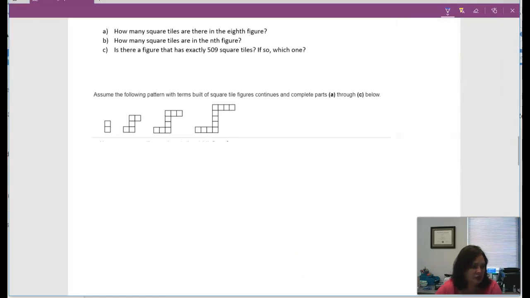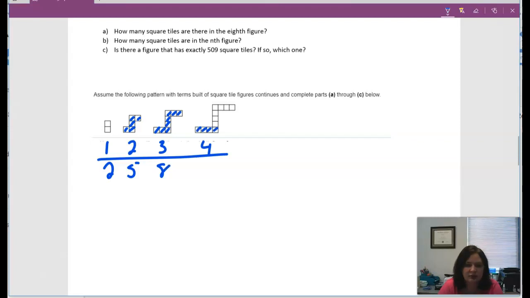And when we look at this question, we need to figure out possibly a pattern. So we have the first term, the second term, third term, and the fourth term. So these are our terms. We have 2 boxes. We have 1, 2, 3, 4, 5 boxes. We have 1, 2, 3, 4, 5, 6, 7, 8 boxes. 1, 2, 3, 4, 5, 6, 7, 8, 9, 10, 11 boxes.